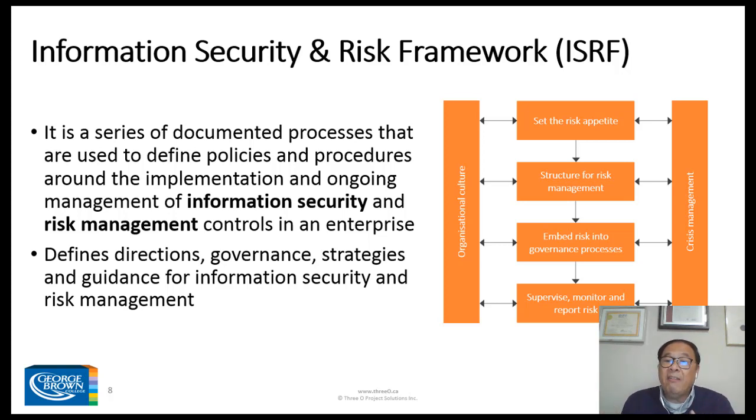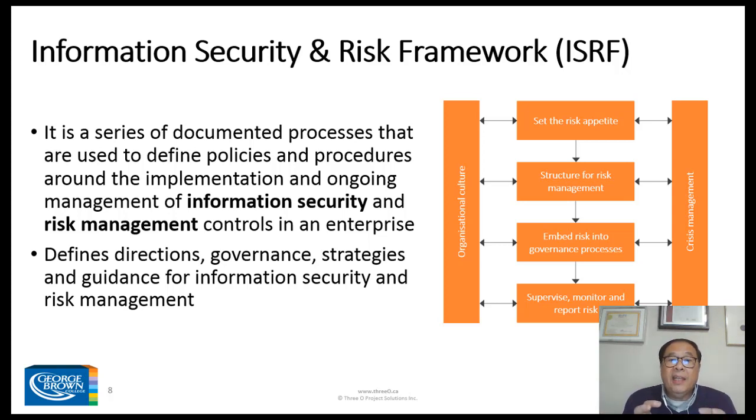On the right side of the diagram, you see something called crisis management. When we talk about information security and risk management, there is inevitably something called crisis management. When something breaks, when something is breached, when something is stolen, the company dealing with that incident would inevitably run into crisis management. And as you can see from the framework, with all those lines, crisis management has to communicate between risk appetite, risk management, governance processes, as well as monitoring and reporting risk.